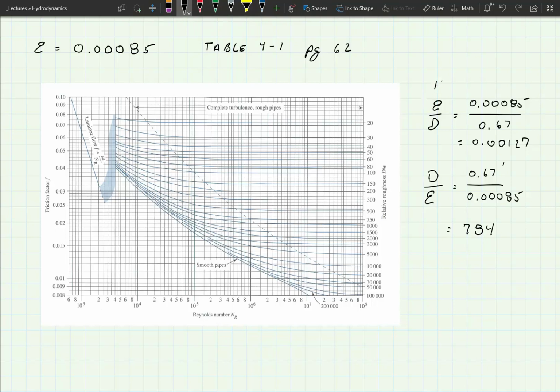Sorry for that. Okay. Either way, you can do this, and it's just a matter of knowing what the table or chart you're working with is.